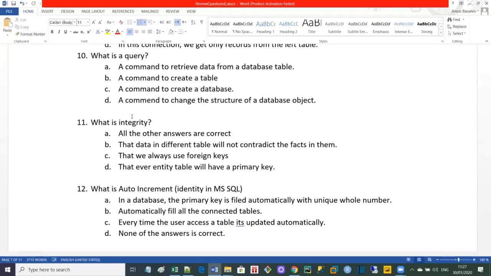So a query is a command to retrieve data from a database table. In fact, I should even say slash tables, or let's put in parentheses tables. It doesn't have to be one table. It could be several tables.